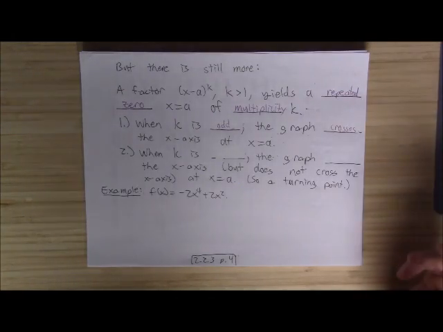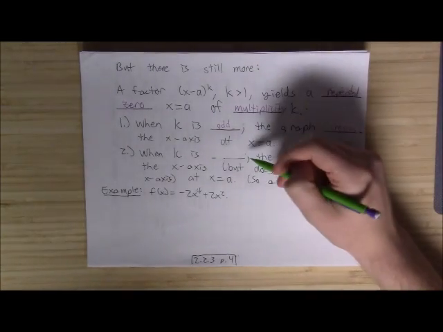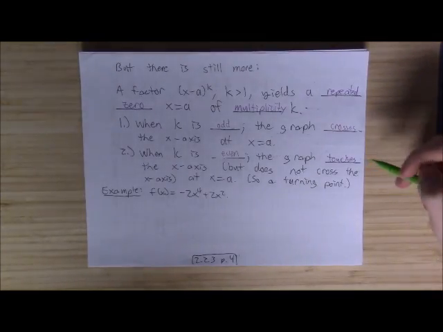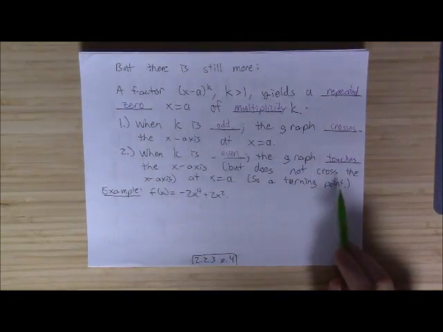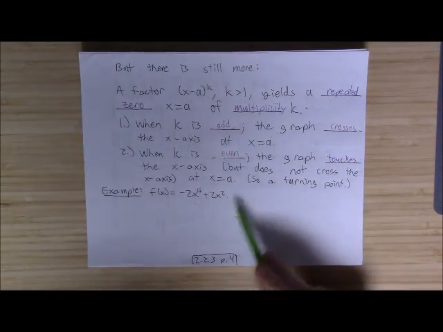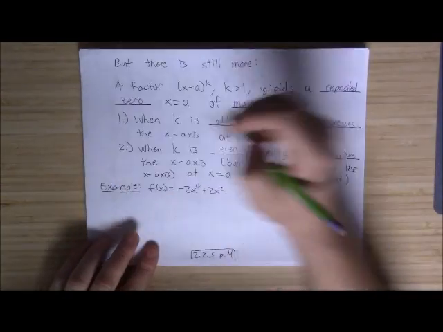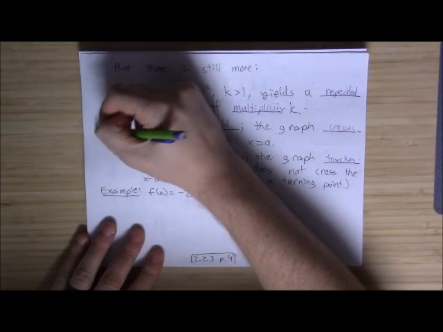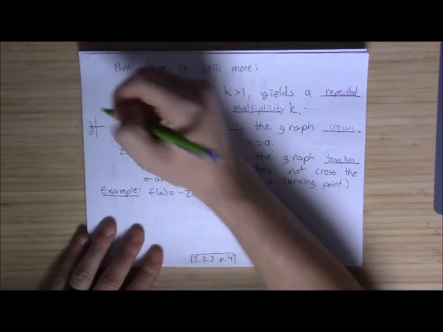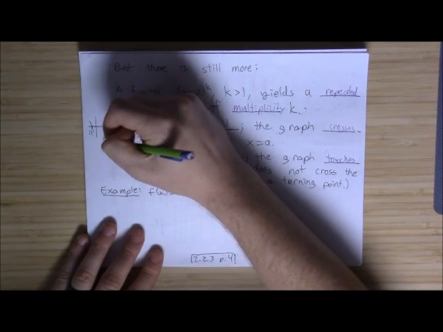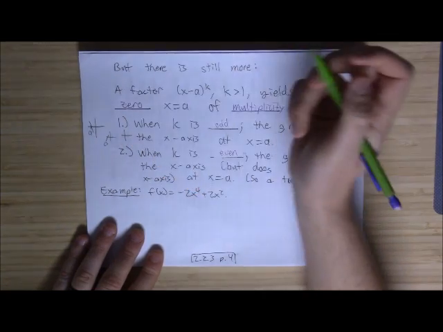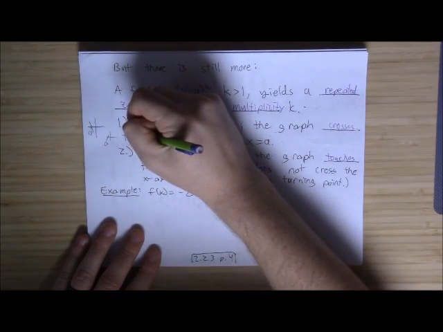Furthermore, and this is far more interesting, when k is even, the graph only touches the x-axis but does not cross it at x equals a. In other words, this creates a turning point, because it would look something like this. When k was odd, something like this could happen if this is a, or it could be something like this, or it could level off, right?